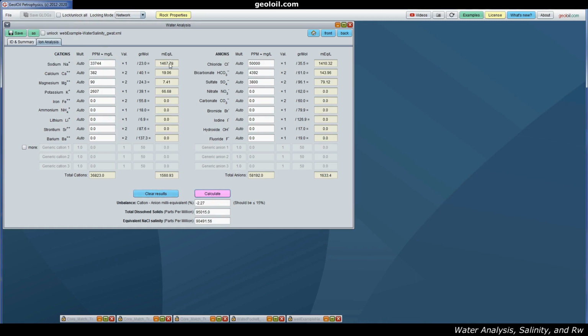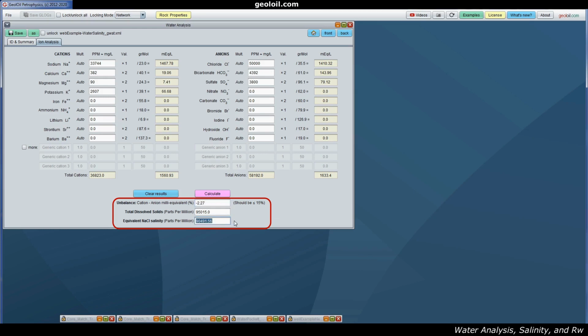You have a total charge of positive cations of 1500 something, and a total charge of negative anions of 1600 something. When you touch water, you expect the water to be neutral. You don't expect to touch the water and get an electrical discharge. The balance, the cation minus anion difference, should usually be 15% or less to be acceptable. In this particular case, it is very good. 2% of difference is very good. The equivalent salinity, sodium chloride salinity, is 90,000.